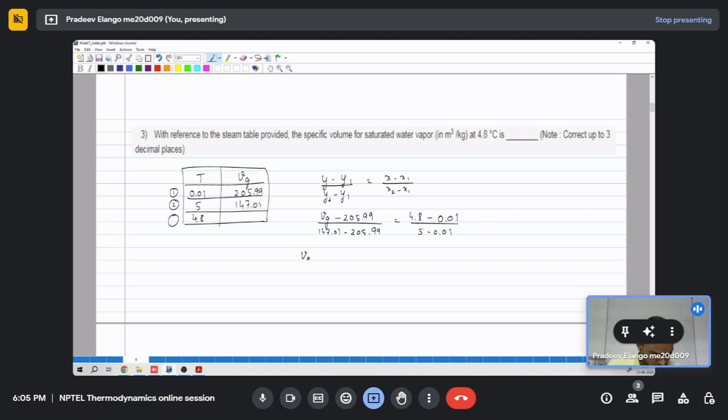So Vg can be calculated. We will have 205.99 plus (147.01 minus 205.99) times 4.79 divided by 4.99. Can you calculate this?